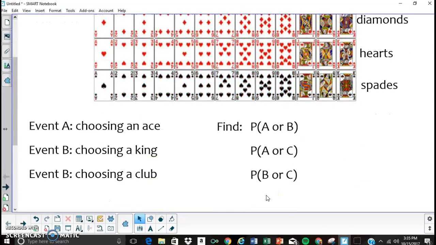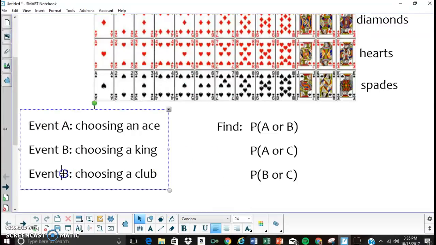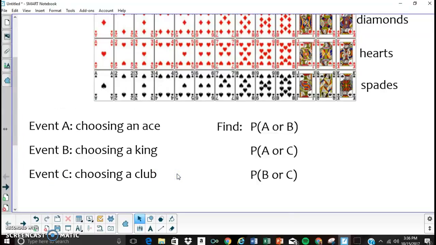So we've seen questions like this before. I've got 3 events. Event A is choosing an ace. Event B is choosing a king. Event C is choosing a club. So here we've got 2 specific cards, and here you've got a whole suit.